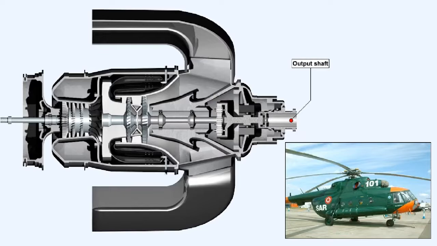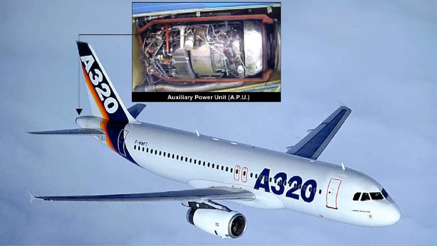The turboshaft engine can be thought of as a turboprop engine where the propeller has been replaced by a shaft. Turboshaft engines can be used to drive helicopter rotors. They can also be used in applications where a compact supply of electrical power is required, their output shaft being attached to an alternator. This is the type of engine normally used as the auxiliary power unit, or APU, on most modern transport aircraft.